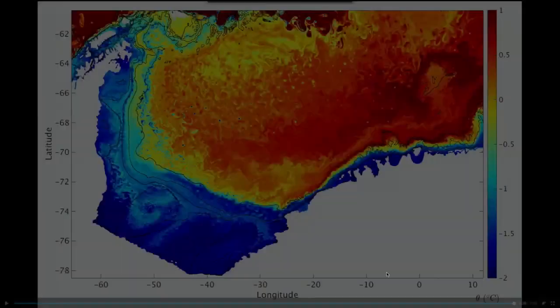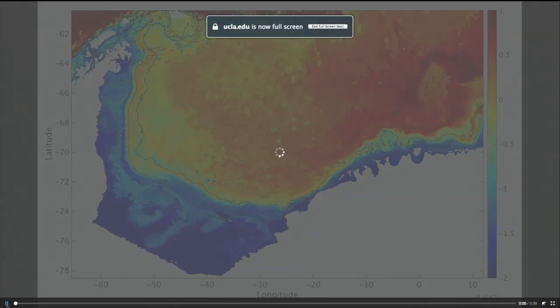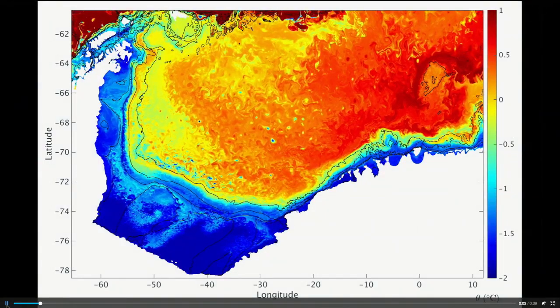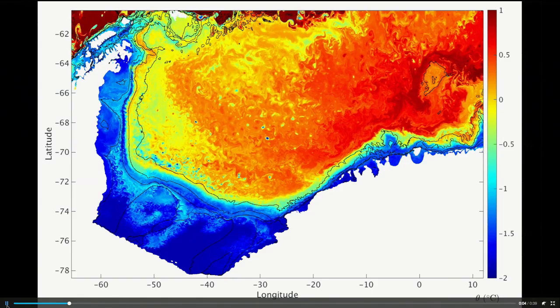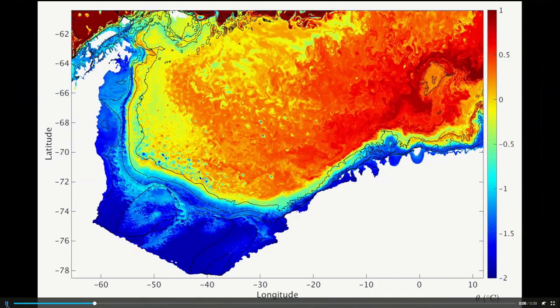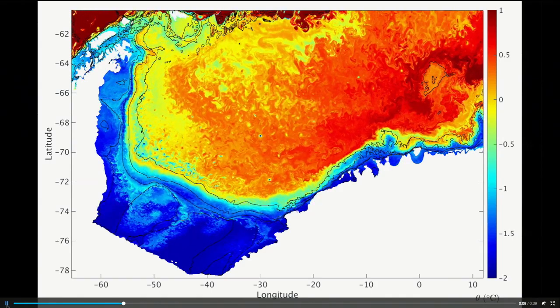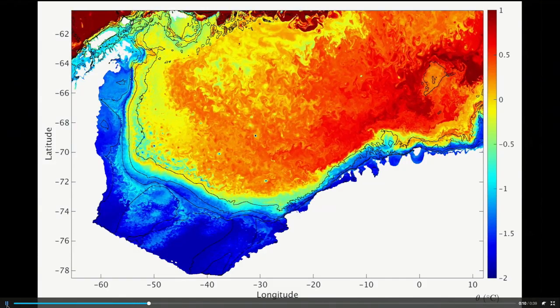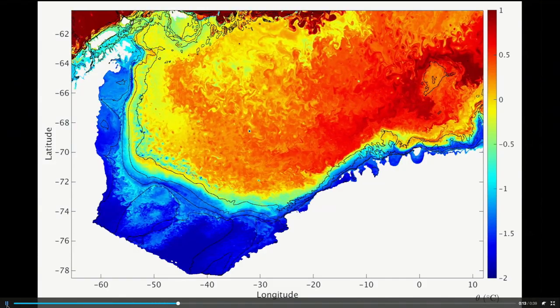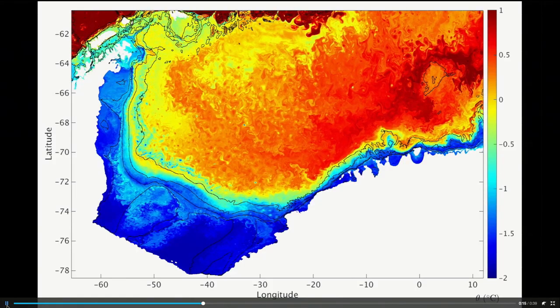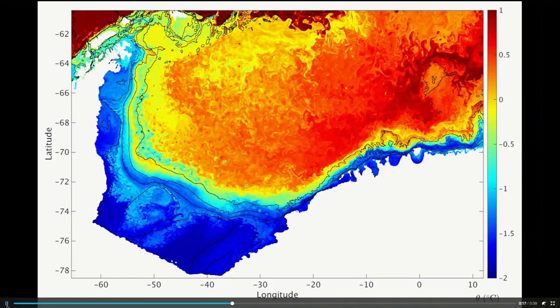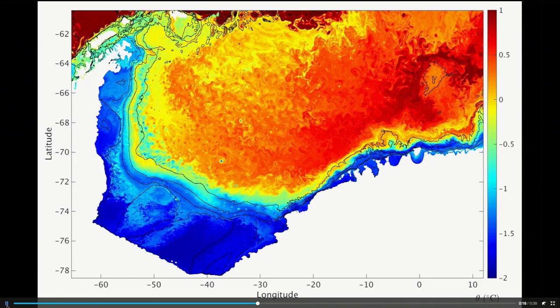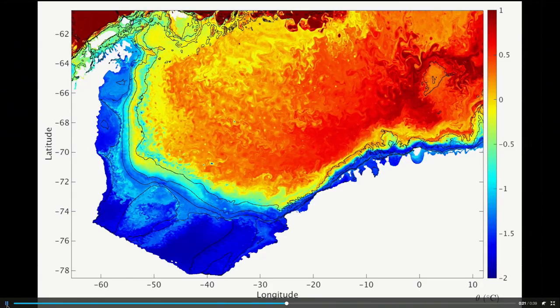This is, let me get this up and running. This is actually a global 1/48th of a degree ocean model. It's just the highest resolution global model that's ever been run. And I'm actually just showing you a small region of that ocean. What you're looking at here is this Weddell Gyre. Okay, so here's the Antarctic Peninsula. The ACC would be out here. And what you're looking at is just temperature on a depth surface.